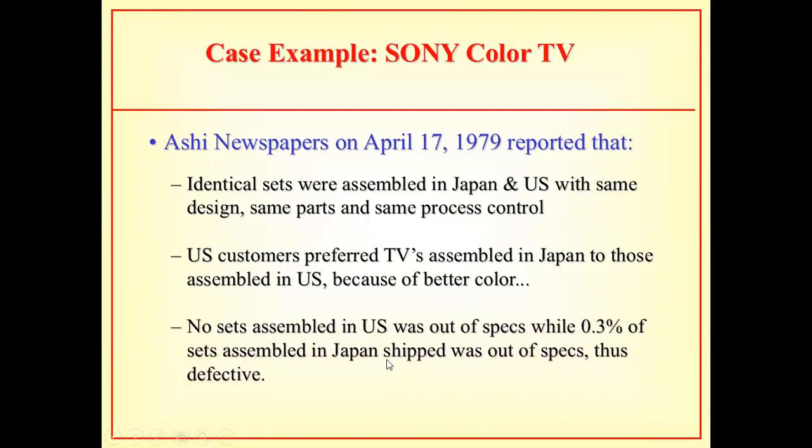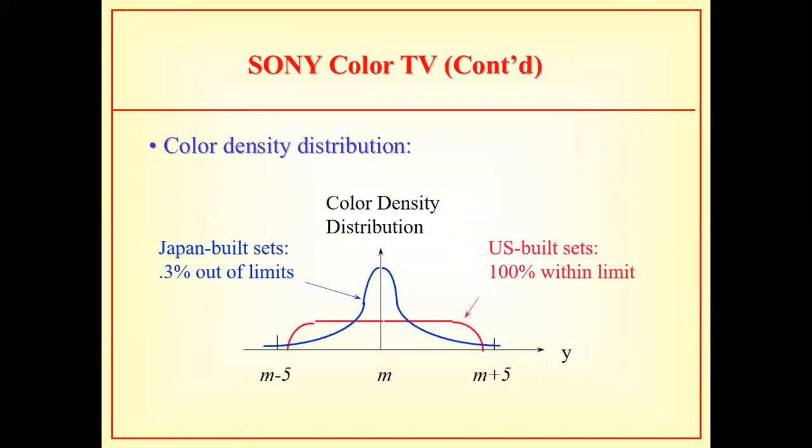Also, there was another observation. None of the sets assembled in America was out of specification. That means 100% fine, all the product they produce in America was 100% okay. While 0.3% of the sets in Japan were out of specification, meaning the Japanese TV was 99.7% fine. Still people preferred that.